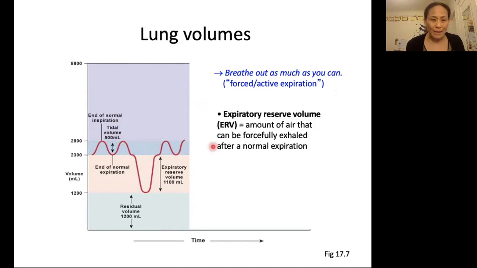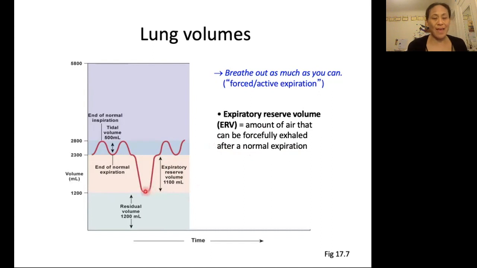We have a name for that amount that you just breathed out. By the way, you can continue to breathe now if you are still holding your breath. It's called the expiratory reserve volume. That's the amount of air that can be forcefully exhaled after a normal expiration, and that's usually about 1100 milliliters.